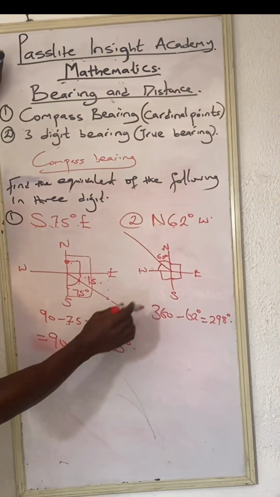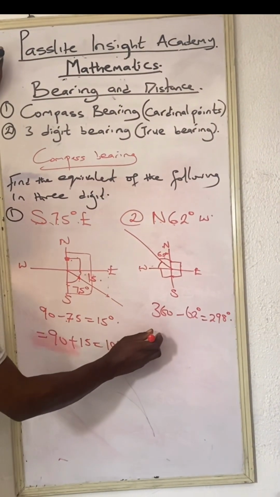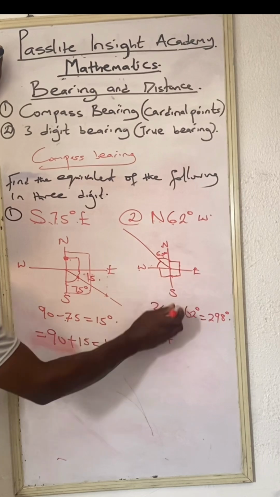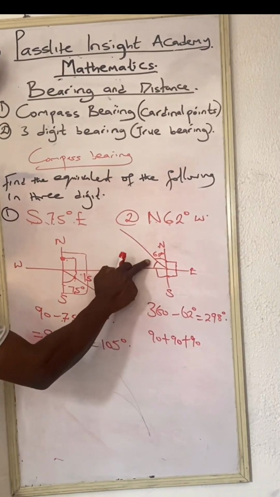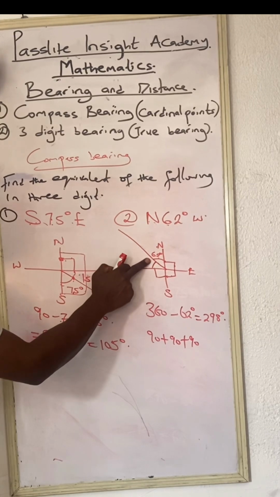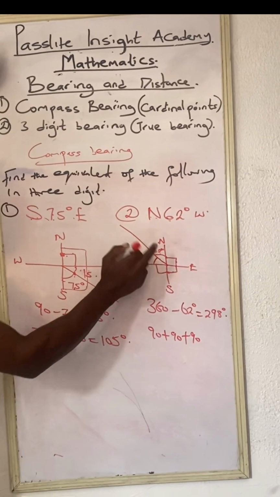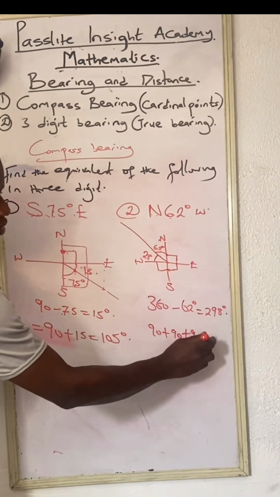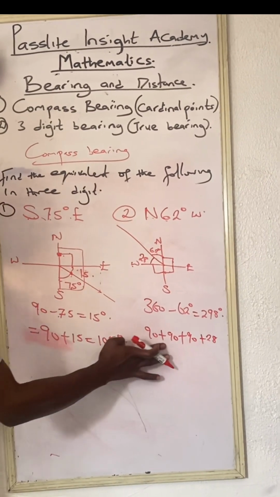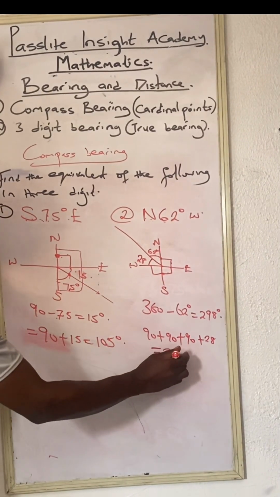Then if you want, you can be adding. Here is 90. Here is 90. Plus here is 90. Here is 90. Then you look at the remaining part, because here too is 90 and you remove 62. It's going to remain what? 28. So when you add all this together, you still have 298.